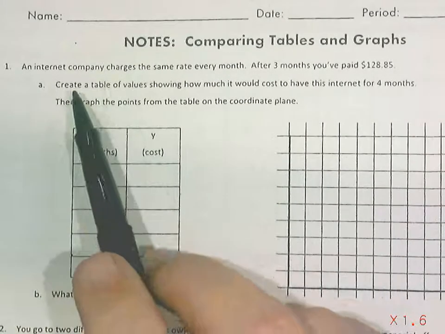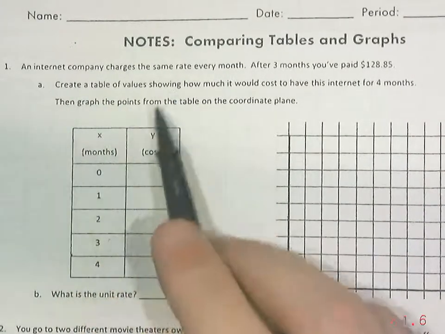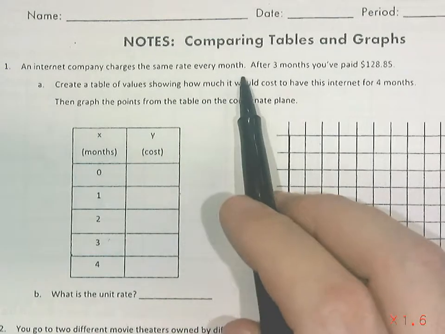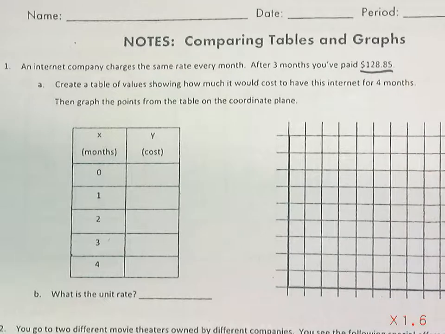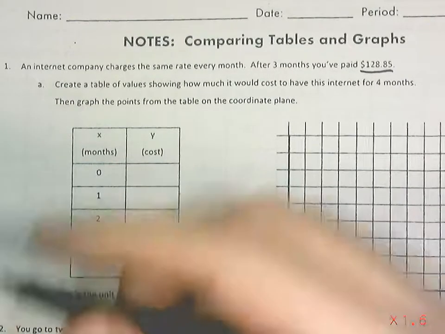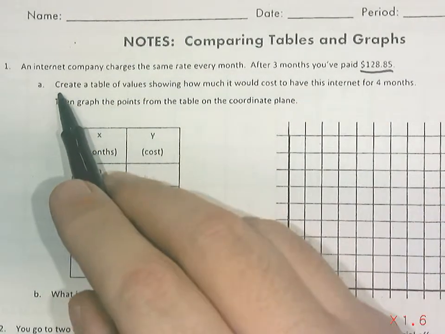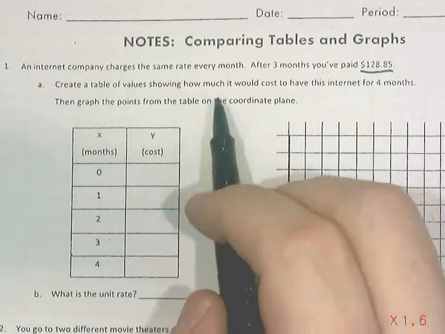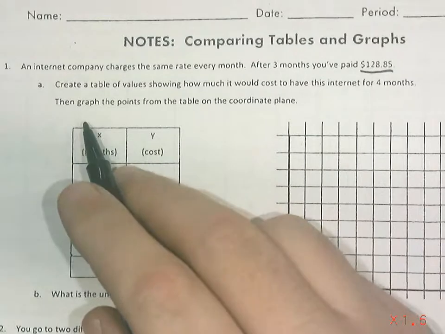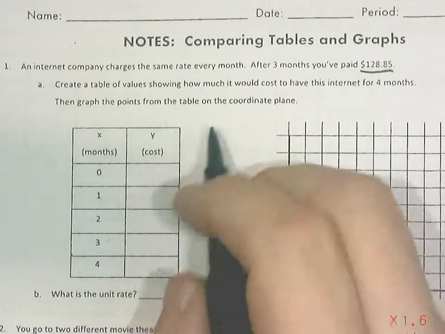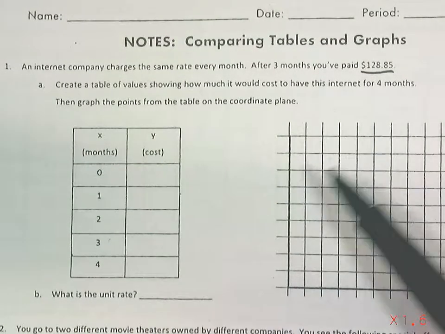So an internet company charges the same rate every month. After 3 months, you've paid $128.85. 85 cents is the killer. I don't know if I could pay that. Anyway, it wants me to create a table of values showing how much it would cost to have this internet for 4 months. And then graph the points from the table on the coordinate plane.